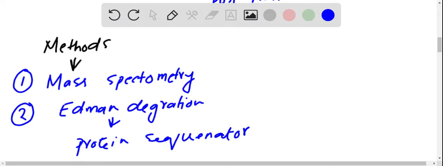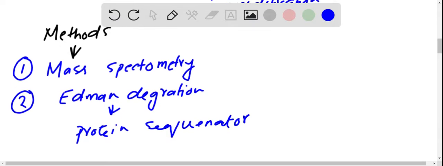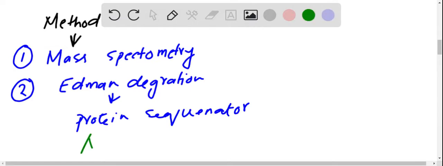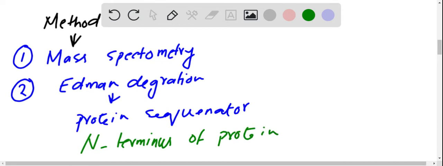is the second method, which is most useful if the N-terminus of the protein needs to be characterized.